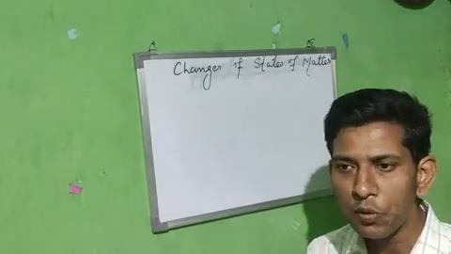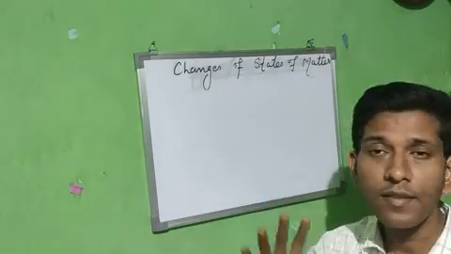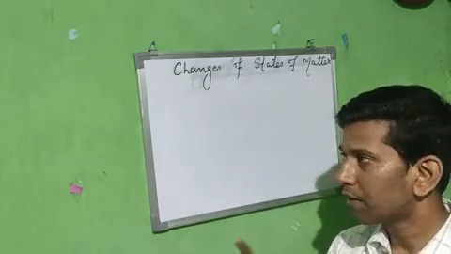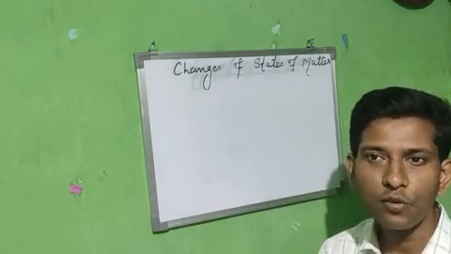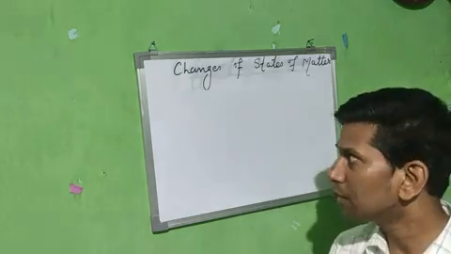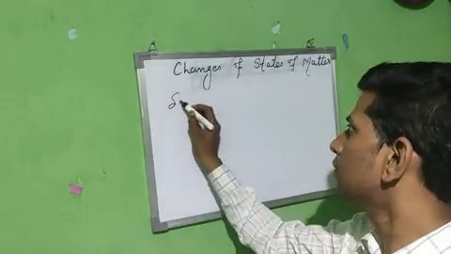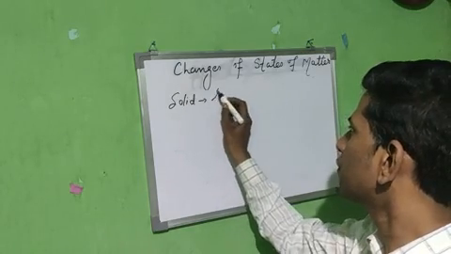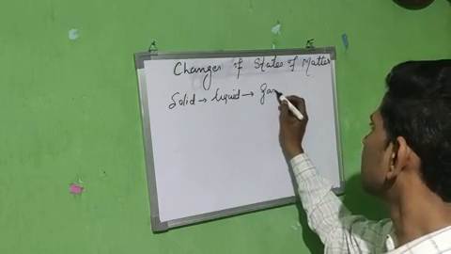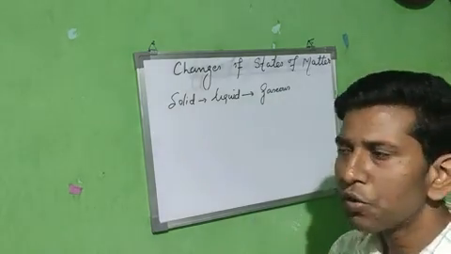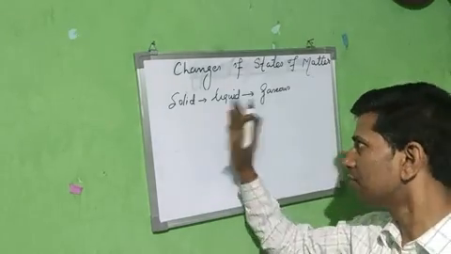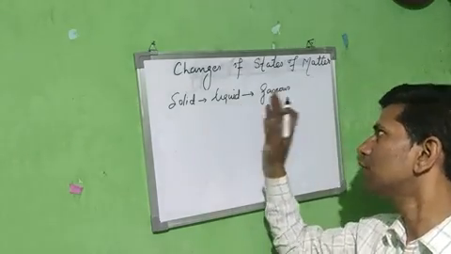In the previous video, we discussed three states of matter: solid, liquid and gases. But now, in this video, we'll try to know how one state is going to convert into another state. That means how solid will convert into liquid, or liquid will convert into gaseous state. In this video, we try to know what factors are responsible for the conversion of solid into liquid or liquid into gaseous.